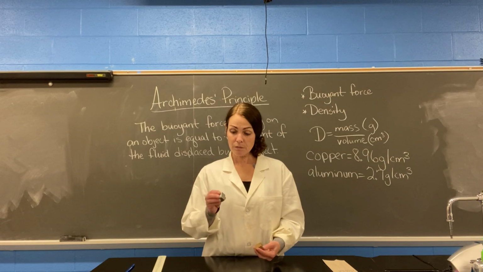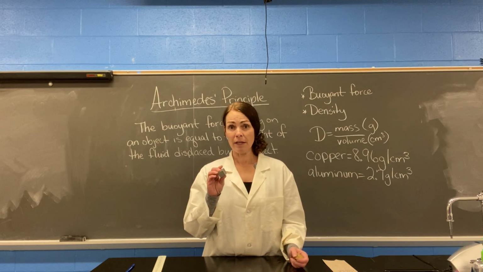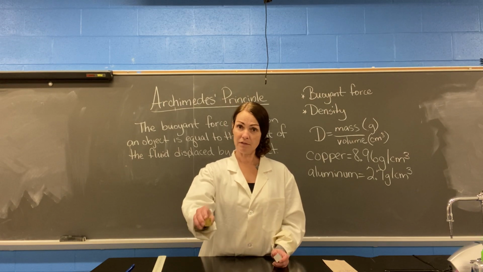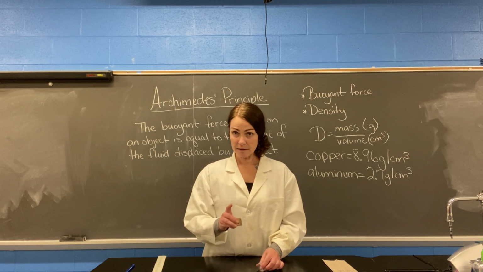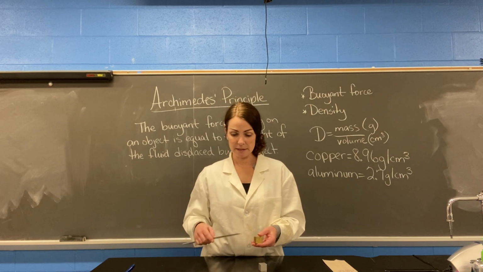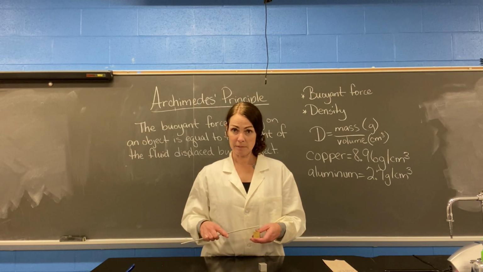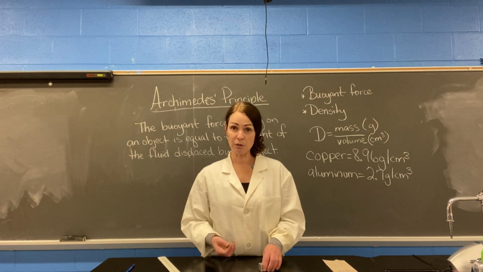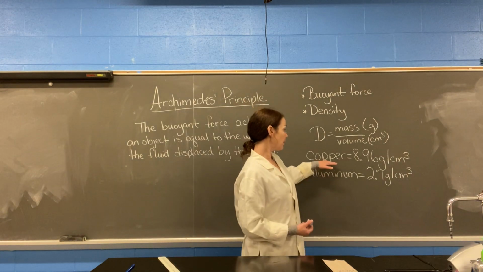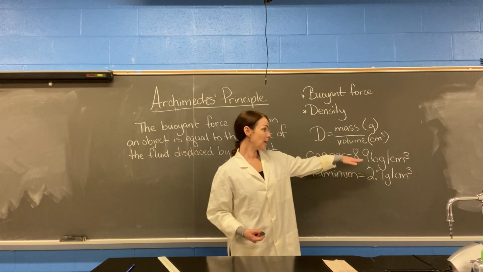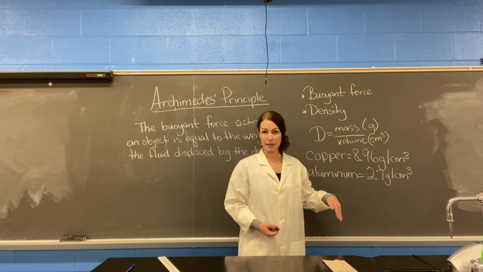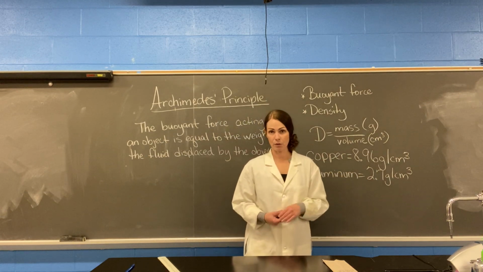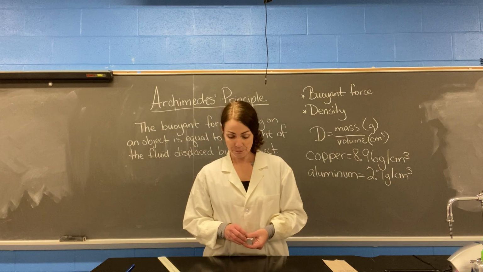So if I wanted to find the density of both of these blocks, I would put them on a triple beam balance and find their mass, and then I would use a ruler and measure in centimeters the length times the width times the height to find the volume. I would divide the two, and what I would find is that copper has a density of 8.96 grams per cubic centimeter, while aluminum has a density of 2.7 grams per cubic centimeter.